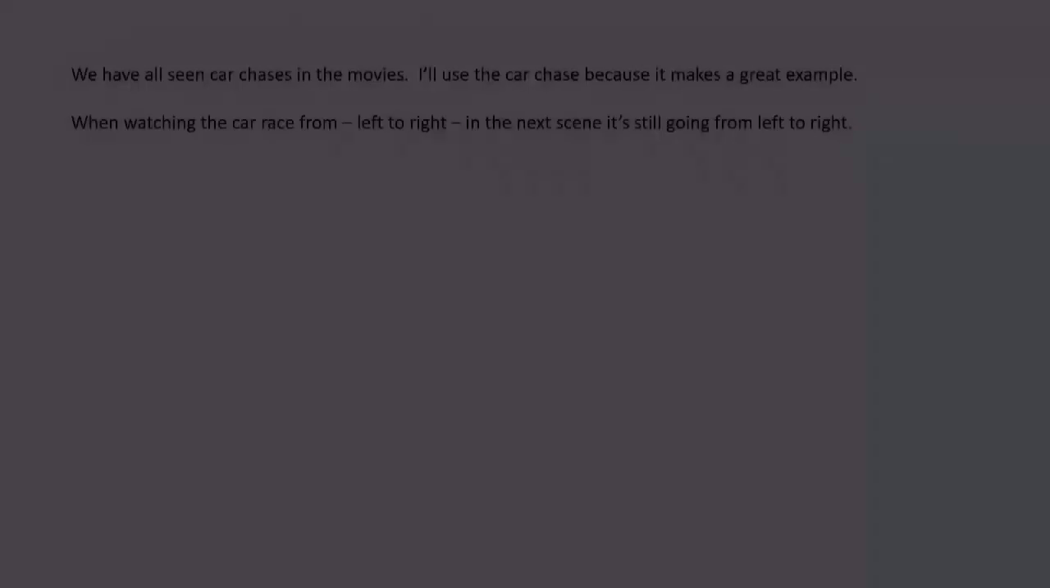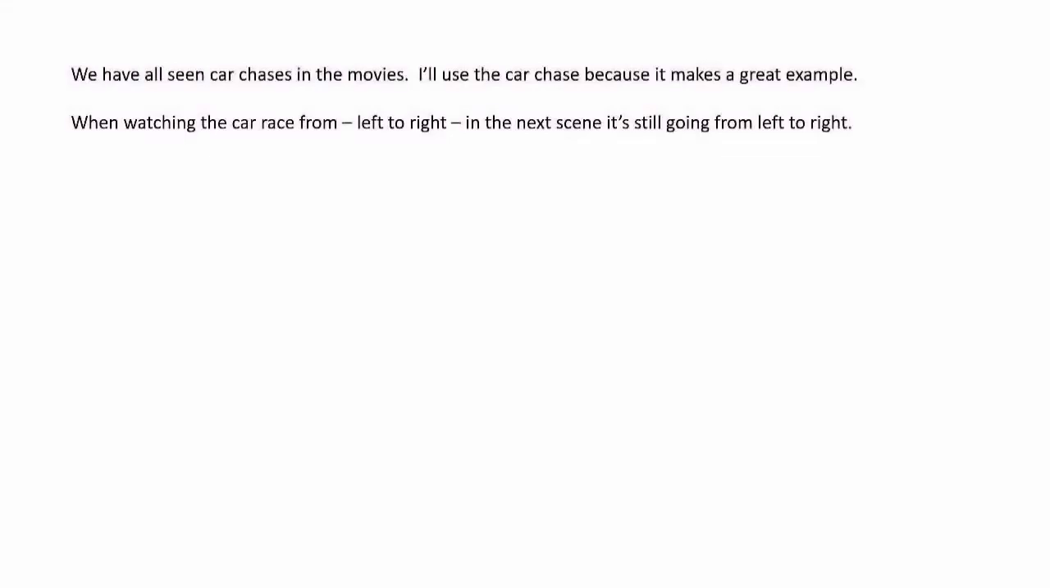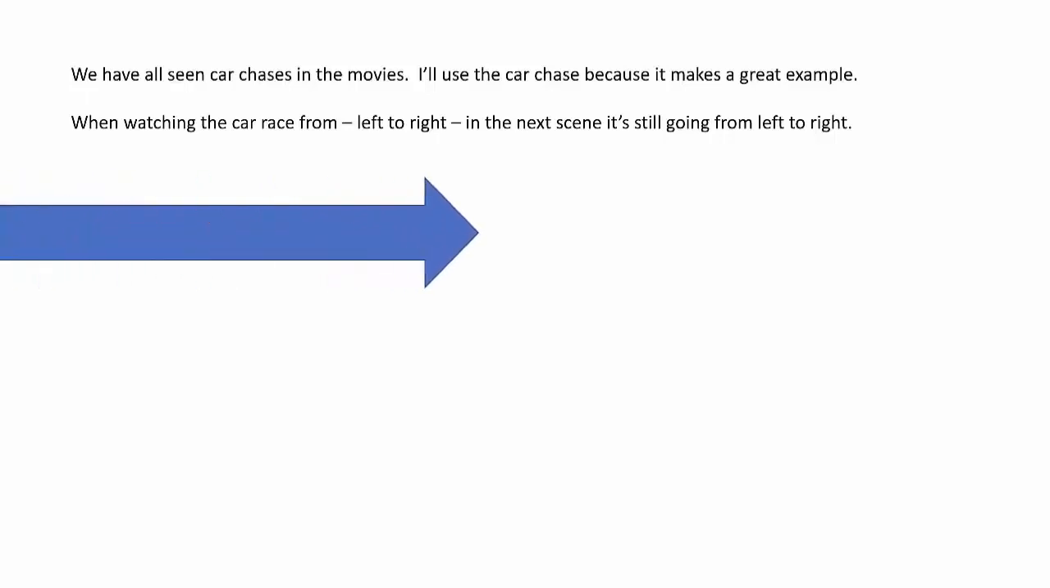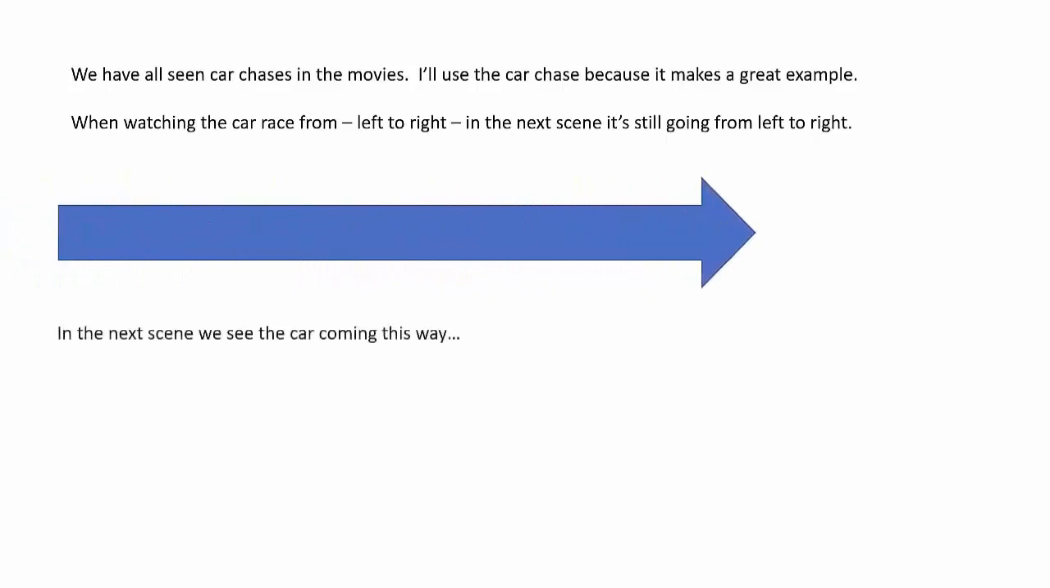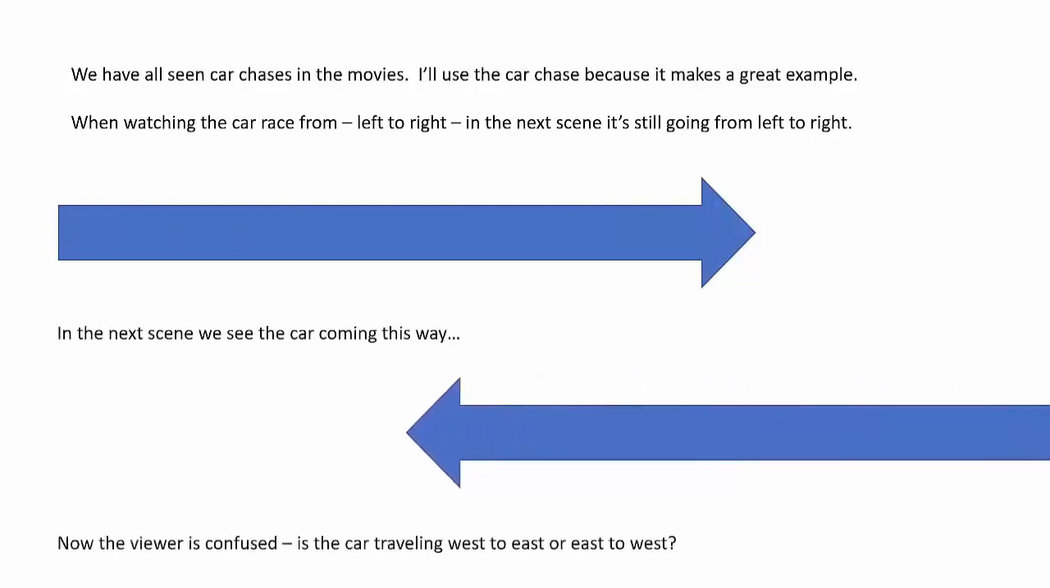All right, let's talk about where the eye travels, or maybe call it visual continuity. I'm going to use a car chase like we have in movies. We've all seen car chases in movies, and that's a good example. When watching the car chase, we see the car going from left to right. In the next scene, it should be going from left to right in the scene. So, oops, in this car chase, we see the car coming from right to left. The visual continuity is broken, and it doesn't feel good to the viewer. So that would be a mistake in filming.